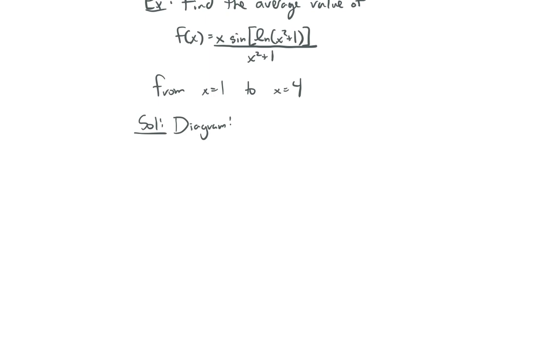Let's find the average value of this function. This one looks complicated: x times sine of ln of x squared plus 1, over x squared plus 1, from x equals 1 to 4. And again, maybe it's a good idea to graph this in Desmos or whatever program you like. Maybe try and graph it by hand first, just to get an idea what it looks like. But I'll just do a little bit of a sketch here.